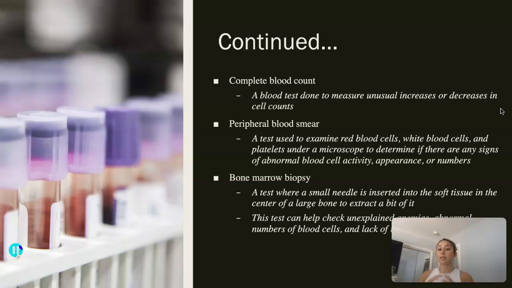And a bone marrow biopsy is a test where a small needle is inserted into soft tissue in the center of a large bone, such as the femur, to extract a little bit of it. It helps check unexplained anemias, abnormal numbers of blood cells, and lack of iron in anyone's body. And all of them, I believe, go hand in hand in determining whether or not this patient is dealing with any of these.